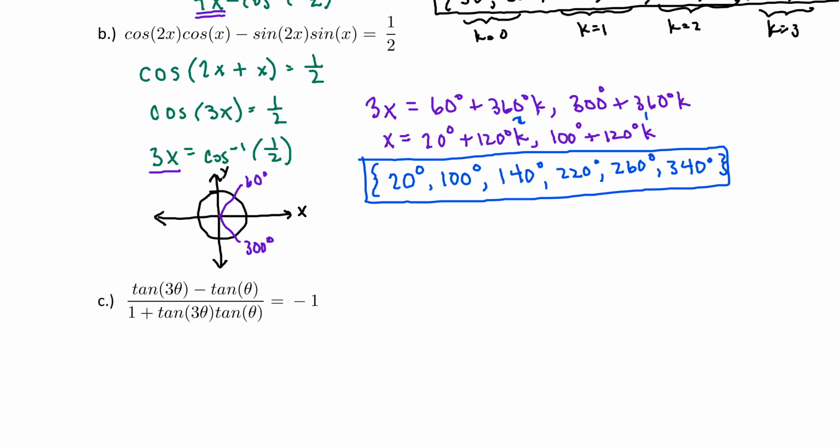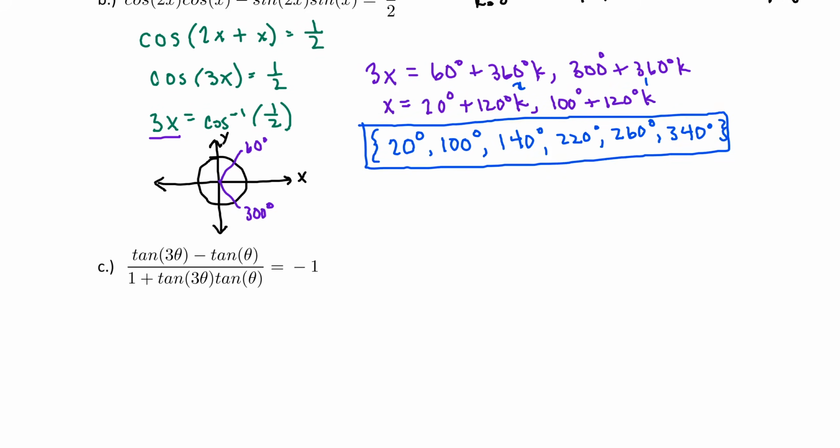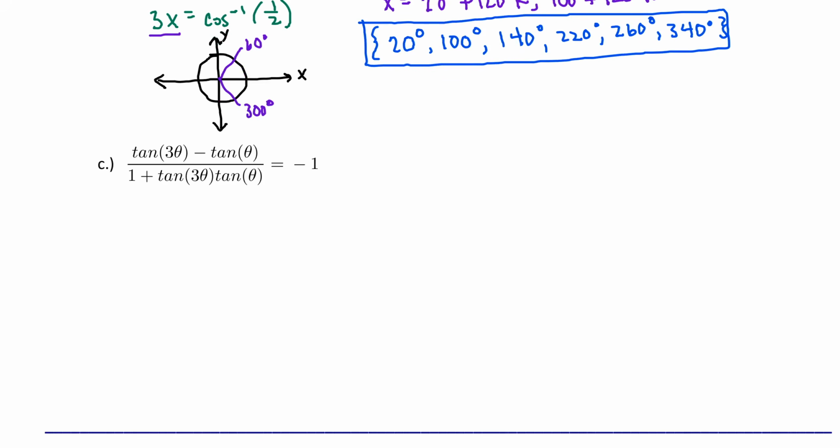Awesome. The combination of knowing trigonometric identities and being able to solve a multiple angle equation led us to the solutions to the equation. Let's try one more example.